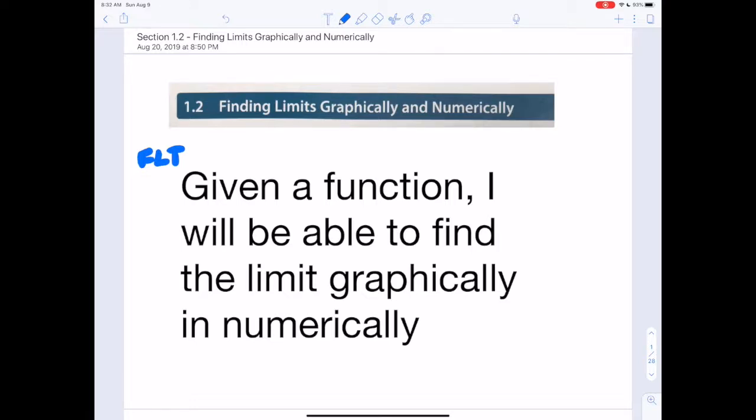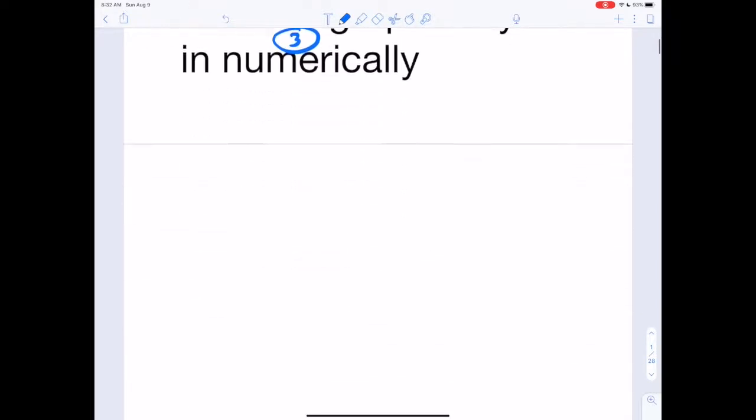So make sure that you're asking a lot of questions. Check in with me during office hours if you need to. But really, there's three big ideas, and the first big idea is knowing what a limit is. Then we're going to explore how to find a limit graphically and numerically. So when this video ends, make sure you know what a limit is, know how to find it graphically and numerically. I'm going to go ahead and move on.